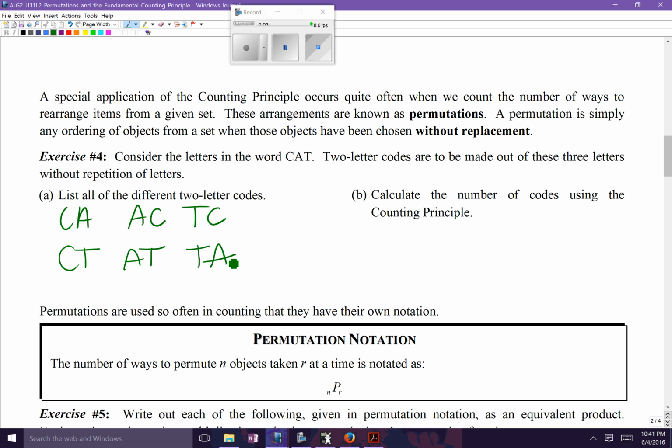Calculate the number of codes using the counting principle. Well, I need a 2-letter code. I have 3 letters to choose from. It says without replacement, so once I pick one of those letters, I only have 2 left. So 3 times 2 is 6, and if you look to the left, 1, 2, 3, 4, 5, 6, there are 6.